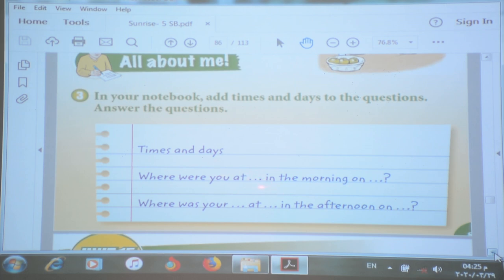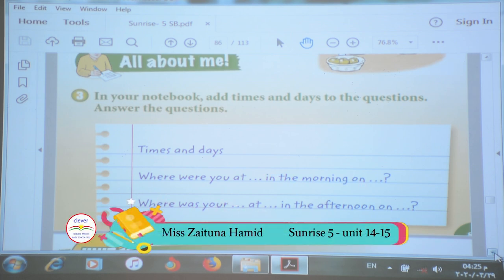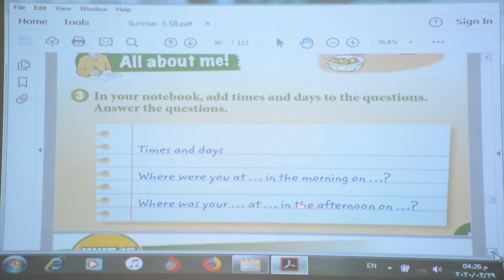Okay? At, for example, 10 o'clock in the morning, where was your brother? Where was your brother or your sister or your mother, your father, your friend? Where was your sister at 2 o'clock in the afternoon? Let's talk about after 12 o'clock. From 1 to 12. At 3 o'clock in the afternoon. About time, write down o'clock time. And the second one is day, write down day.